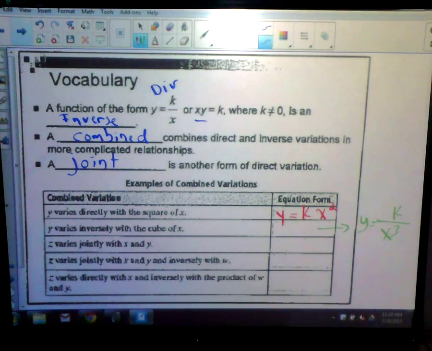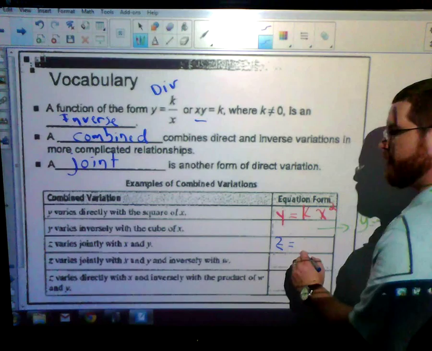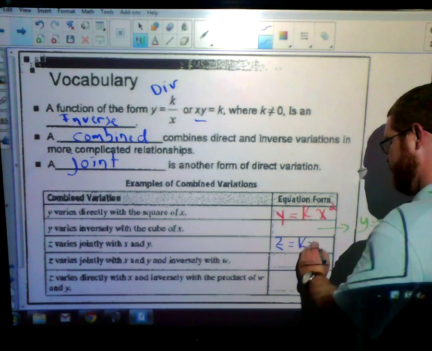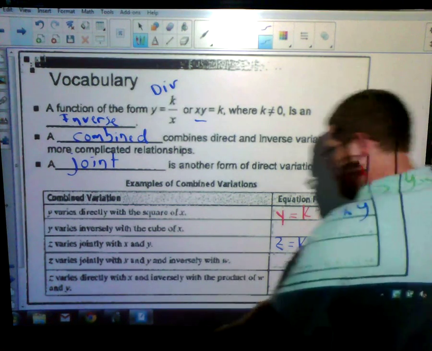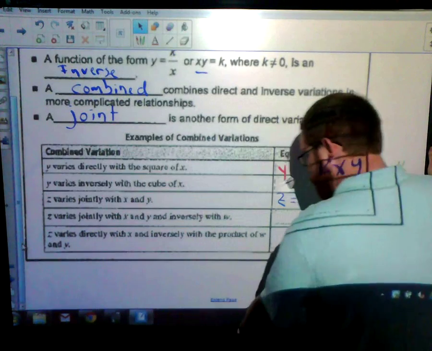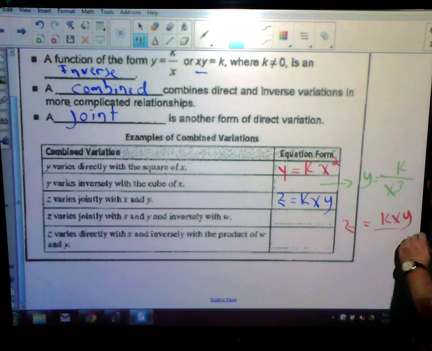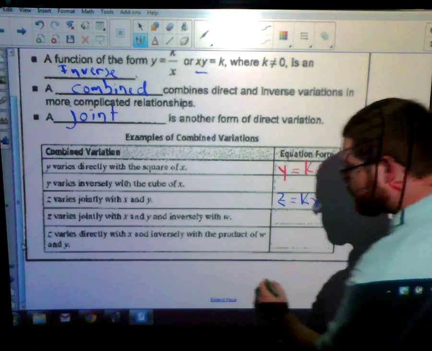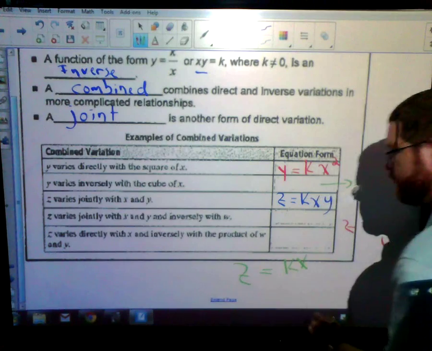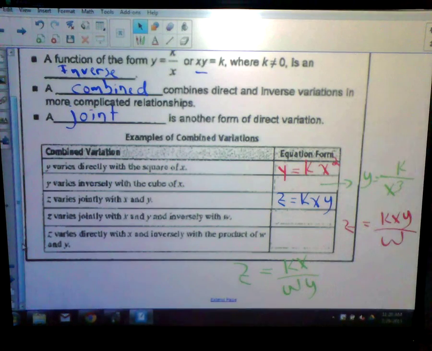Z varies jointly with x and y. Jointly is the same thing as directly. So k, x, y. Z varies jointly with x and y and inversely with w. And lastly, z varies directly with x and inversely with the product of w and y. So direct means multiply, inverse means divide.